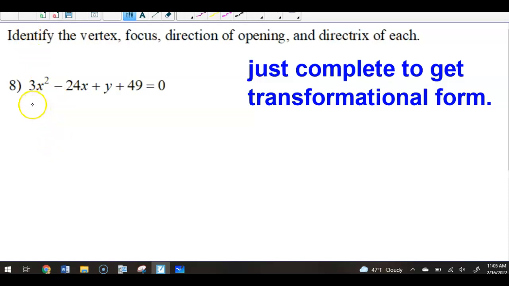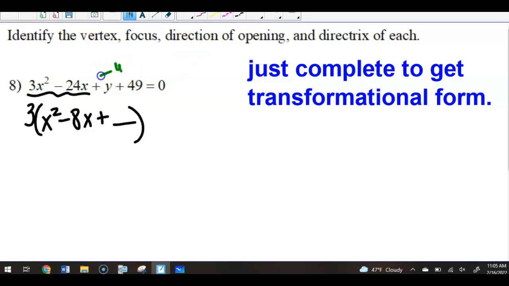I don't think you have one in your homework where there is a coefficient, but you do on ellipses and hyperbolas for sure. So we're going to take a 3 out of these two x terms. That'll leave an x squared minus 8x plus blank. And then I'm going to subtract the non-x term over to the other side so that we have a -y minus 49 plus a blank.